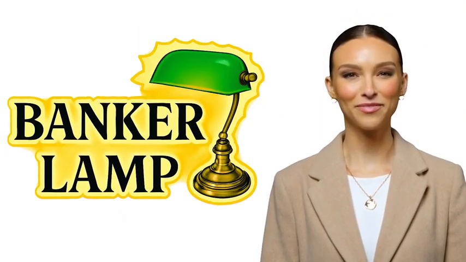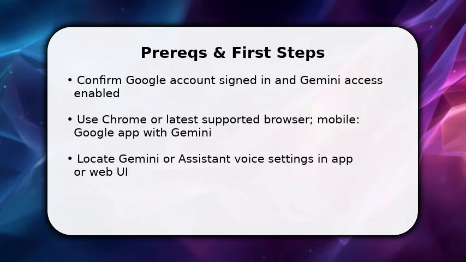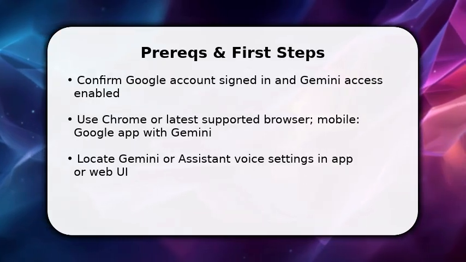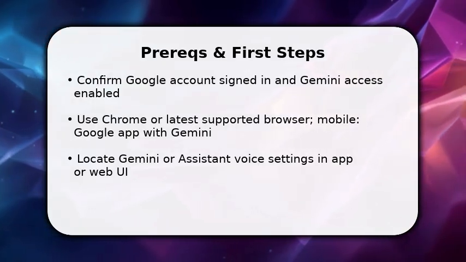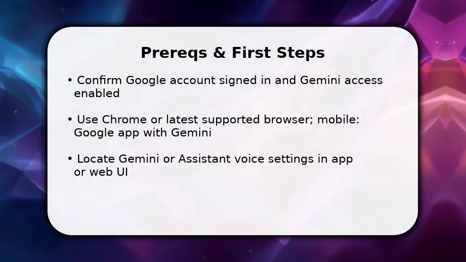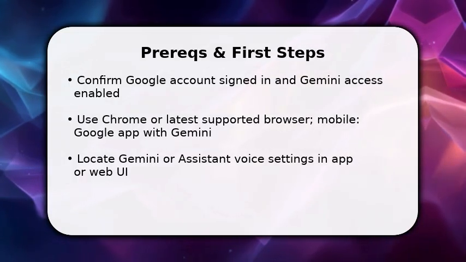Please enjoy the video. You start by confirming access. Sign into the Google account that has Gemini enabled. Once done, open Gemini in Chrome or the Google app on mobile. Make sure you're on the latest version.